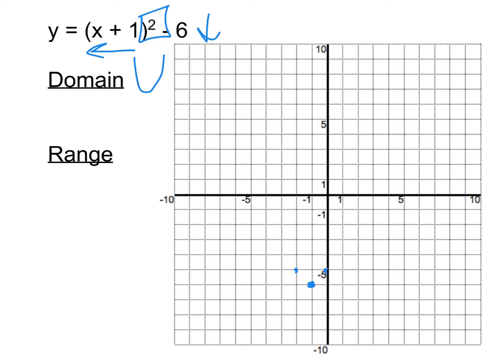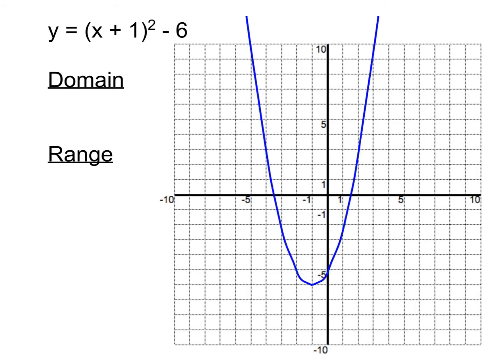And I go over 2 and up 4 on both sides because 2 squared is 4. And I go over 3 and up 9 on both sides because 3 squared is 9. And over 4 and up 16 on both sides as well. That gives us our graph here. Now that I can see the graph, I can now start figuring domain and range.